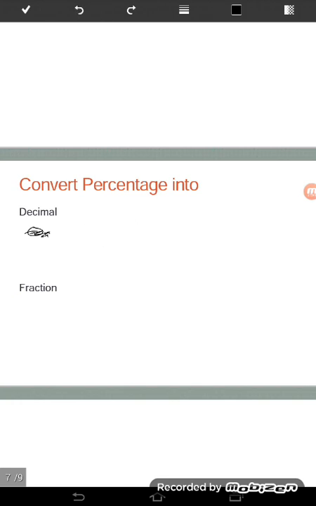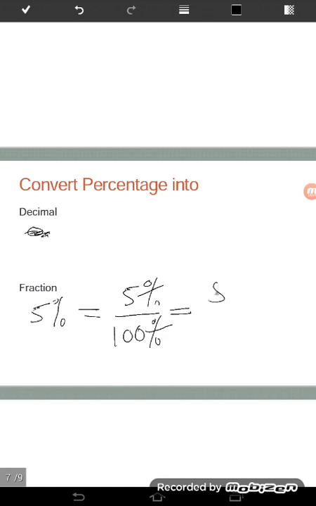Next, percentage into fraction. For example, 5%. 5% is 5% divided by 100%. The percents cancel, and since you want a fraction, there is no need to move the decimal places. You need to simplify, so this one is 1 and this one is 20. The answer is 1/20.